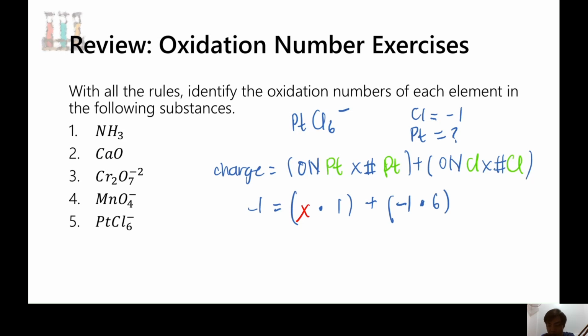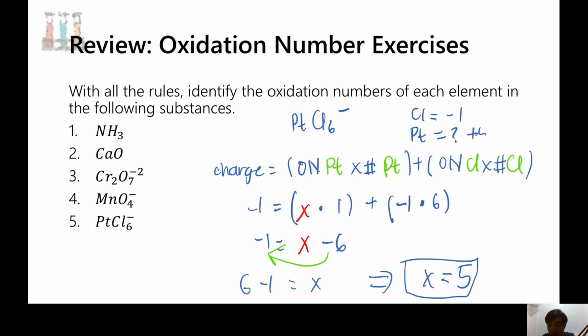Okay, so then let's solve for x na. Simplify muna. It's -1 equal to x, -1 times 6, -6 na. So -6. Then to solve for x, lipat mo yan doon. You will have 6 minus 1 equal x. Then we can say that x is equal to 5 na. So the charge of platinum is +5 na. Its oxidation number is +5. Okay, so ganun lang ka-easy na. So that's the basics na for the redox reaction.